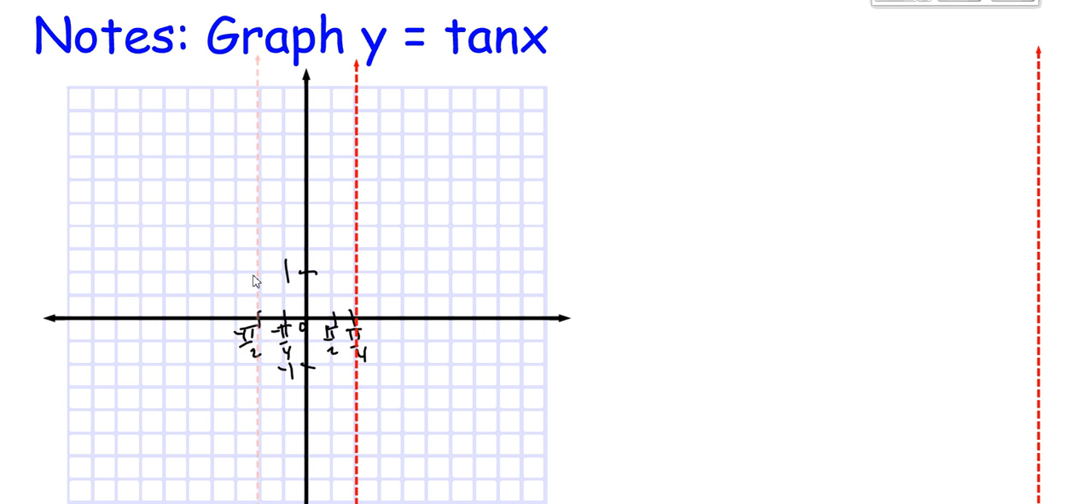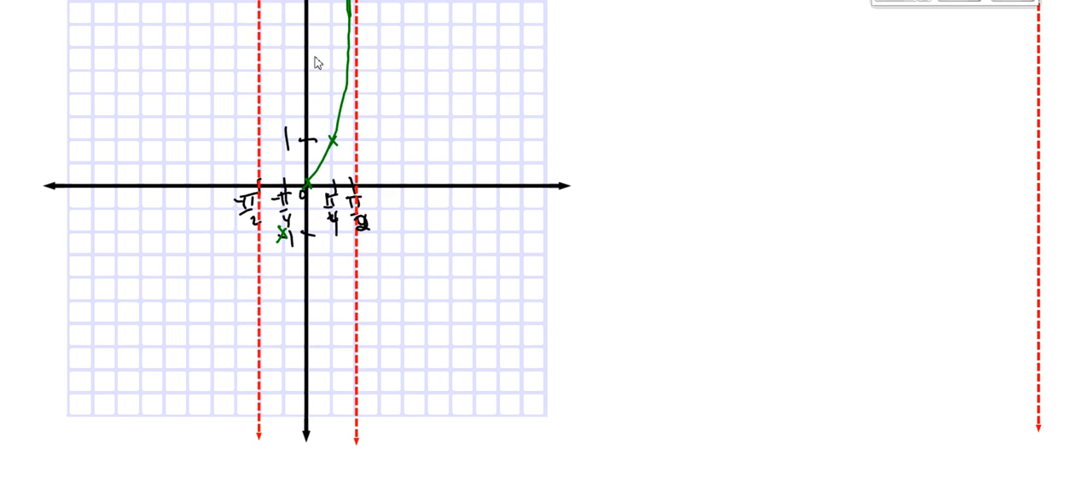Oh, I see I wrote my fractions incorrectly. This is pi over 4, and that one is pi over 2. My apologies there. And then our values at negative pi over 4, we're at negative 1. At 0, we're 0. At pi over 4, we're at 1. And what this looks like, oh, I didn't keep going straight there. It looks like this. And those are asymptotes. So that's 1 period.